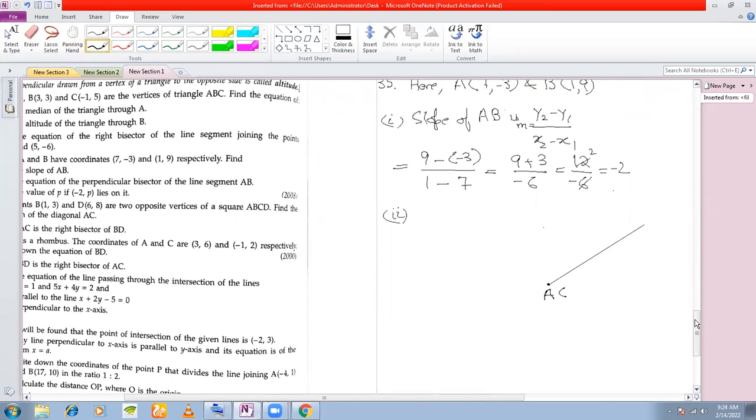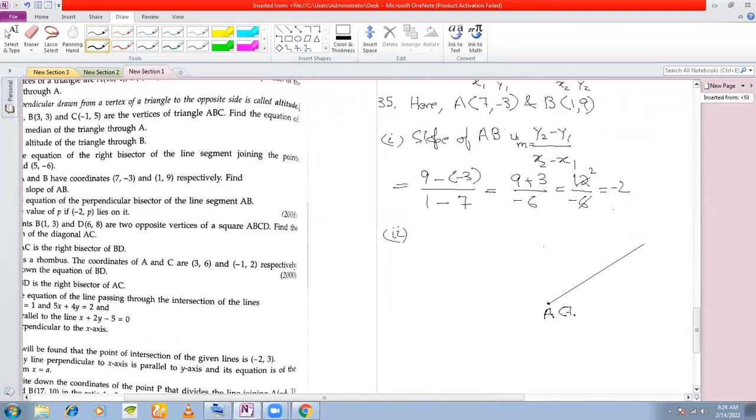Coordinate is 7, minus 3, and this coordinate is B 1, 9. What do you mean by the perpendicular bisector of this line?